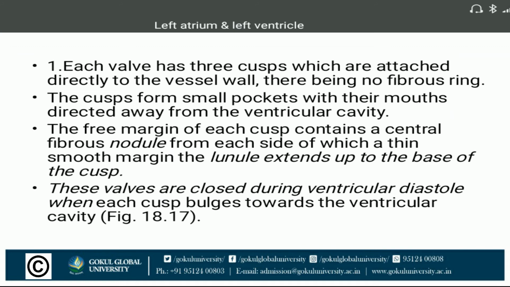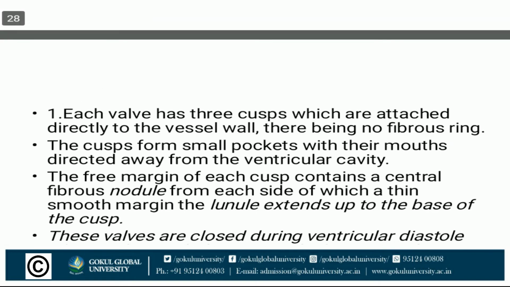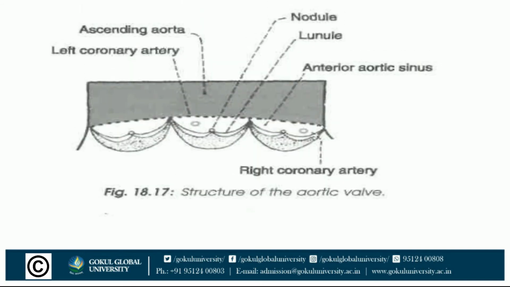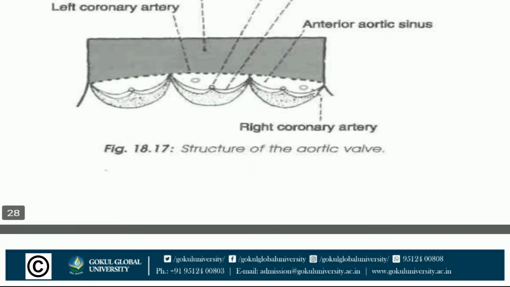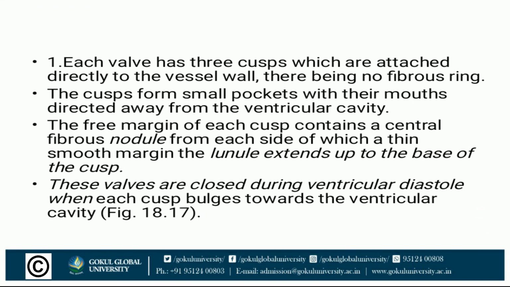Each valve has 3 cusps which are attached directly to the vessel wall. In this diagram you can see ascending aorta, left coronary. There being no fibrous ring, the cusps form small pockets with their mouths directed away from the ventricular cavity.